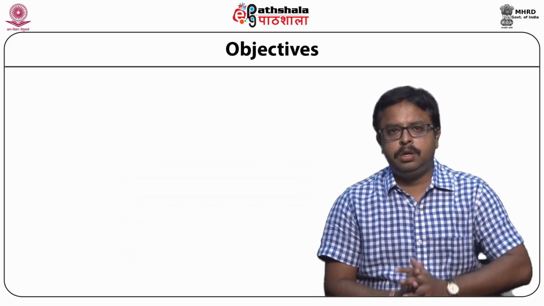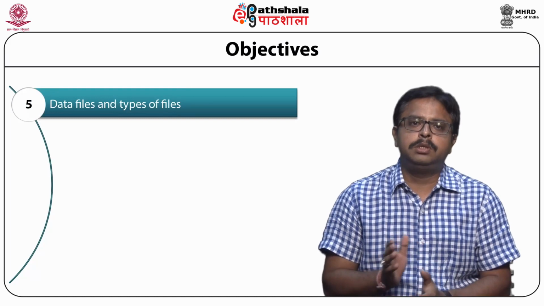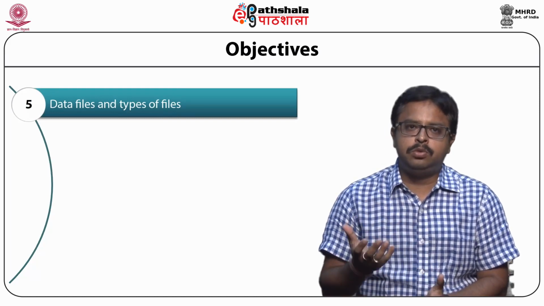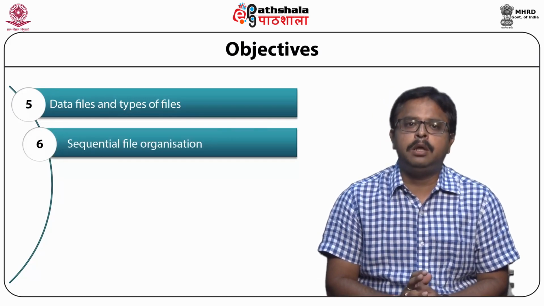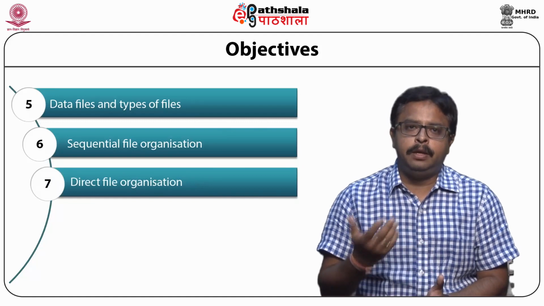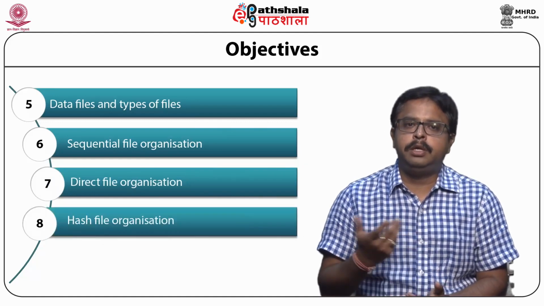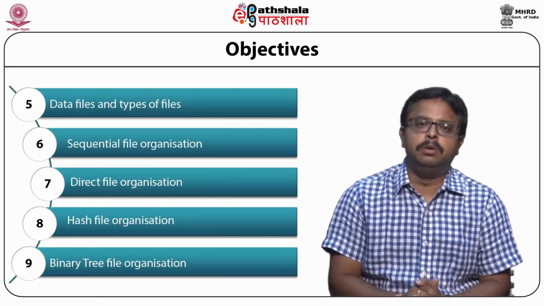Normally, data is stored in the form of files in a data storage medium. So we'll be discussing data files and their different types. Data is stored in two forms, that is sequential and non-sequential manner. And in non-sequential manner, the most important are hash file organization and binary file organization. We will be discussing these in detail in this module.